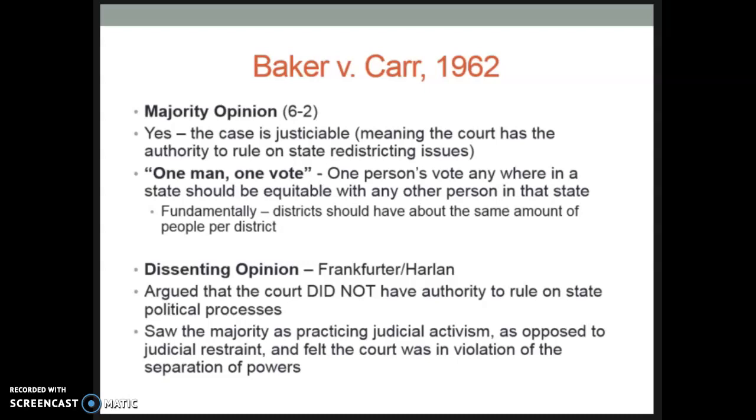There was a dissenting opinion in the case. Justices Frankfurter and Justice Harlan decided that the court did not have the authority to rule on state political processes, and that because this was a state issue, it should have been settled in state court. They thought that the majority in this case, the other 6 justices, were practicing judicial activism as opposed to judicial restraint, meaning that they were legislating from the bench and ruling on stuff that they didn't have the authority to rule on. And they thought that the court was violating the separation of powers, that redistricting should be a legislative issue, not a judicial issue.